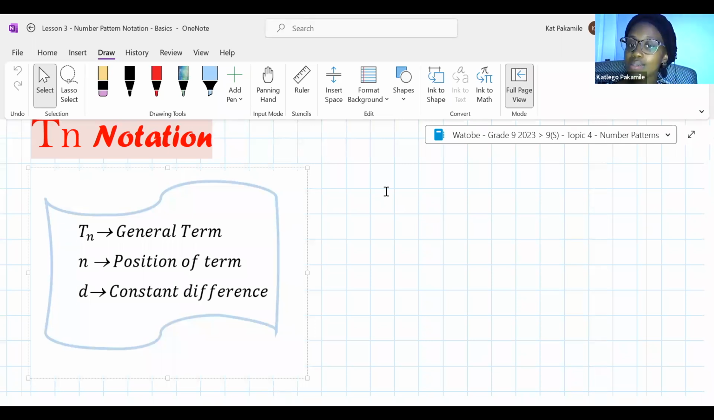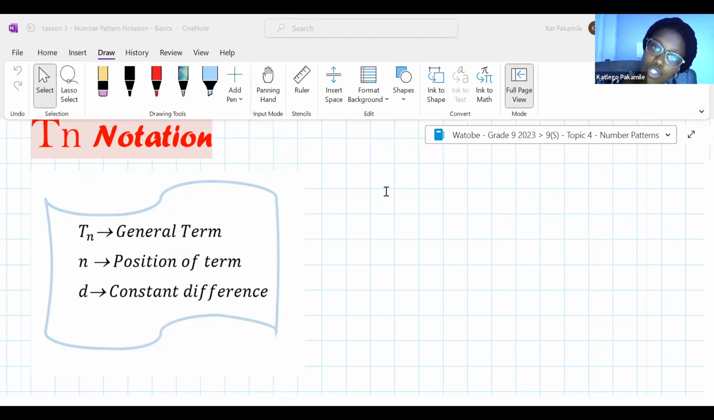In the previous lesson we did coming up with rules. We spoke about the next term in a number pattern, the next three or four terms, and coming up with a rule or general term. This time we're going to do the same thing, but using TN notation, in which TN will indicate the general term. Remember, up until now, we'd just write 3 times position of term plus 1. But now, that's going to represent TN. So it's basically a formula to find any term in the sequence.